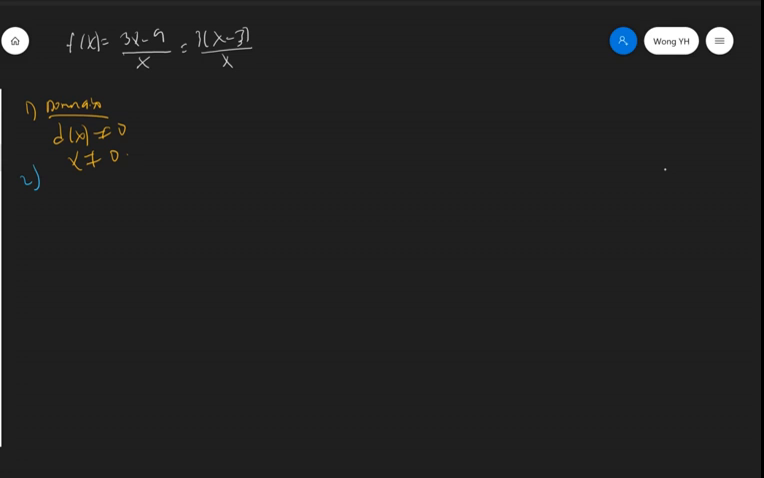Alright, second information, we'll find the x-intercept. So we set y to 0, so 3x minus 9 over x equal to 0. Multiplying by x, we get 0 equal to 3x minus 9. So 3x equal to 9, x equal to 3. So we have the first intercept, which is (3, 0).